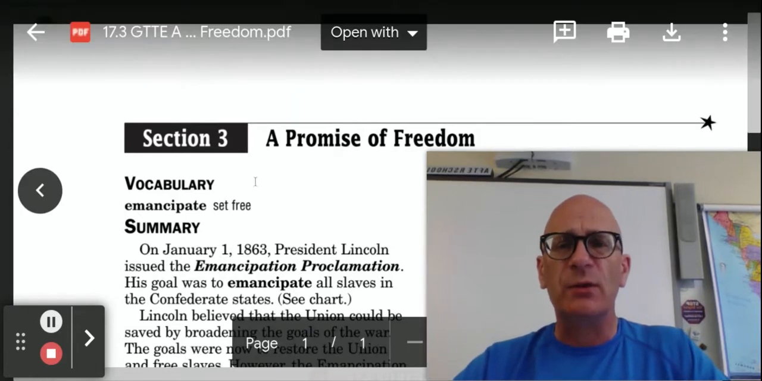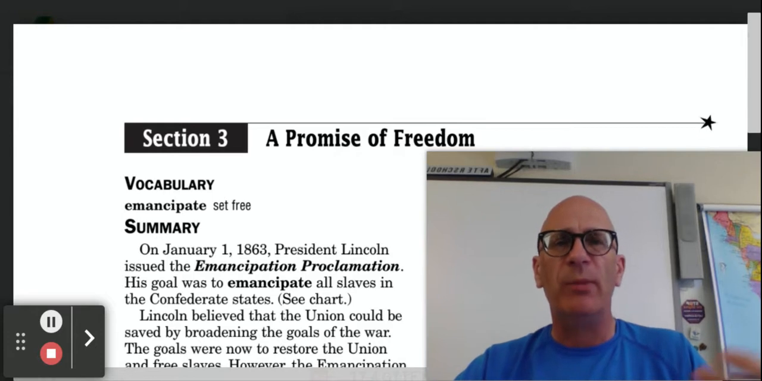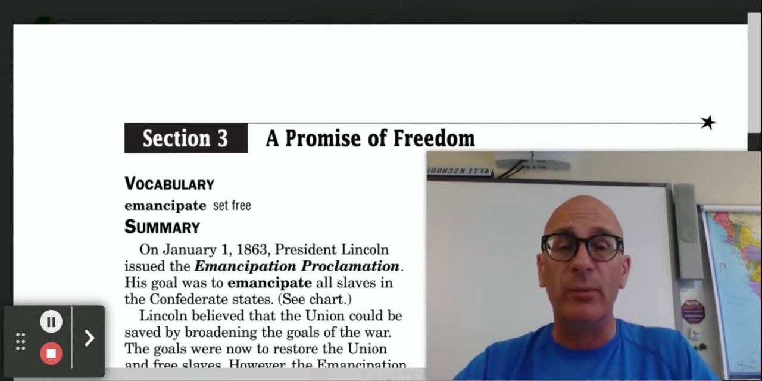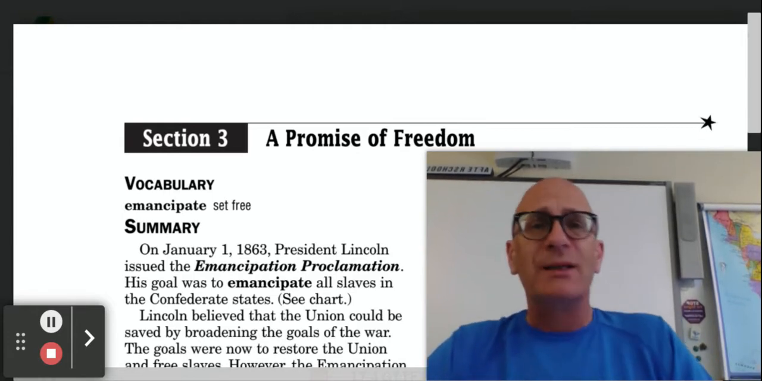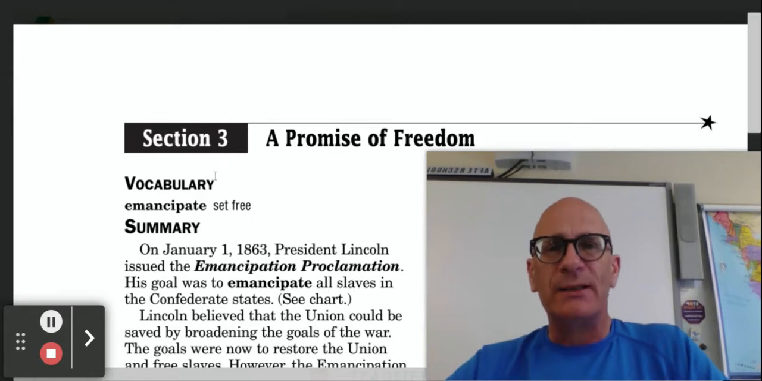Let's look at our vocab term first. Emancipate means to set free. So when we talk about the Emancipation Proclamation, we're talking about a statement or a proclamation that will set people free. All right, literally, emancipate means to set people free.